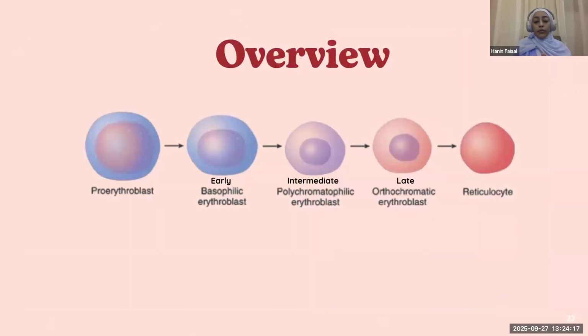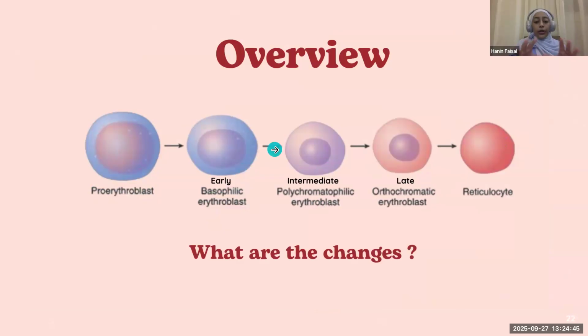You start with the proerythroblast. Remember blast as something immature, a baby, not the final product. Then you go through early, intermediate, and late normoblast. Dr. Rehan said you don't have to memorize those names, just know early, intermediate, late normoblast. Then you end up with the reticulocyte, which is the immediate precursor of the red blood cell. After this comes the red blood cell.